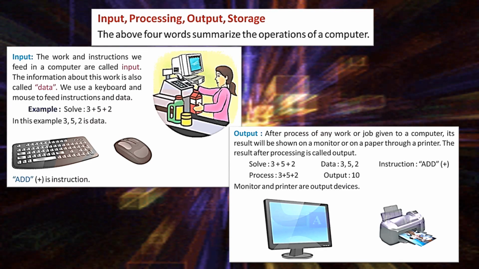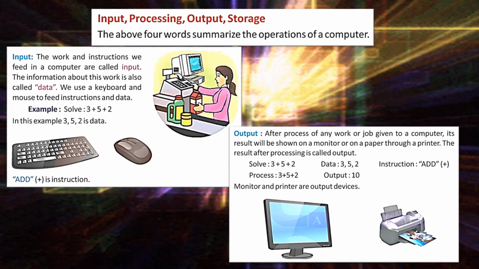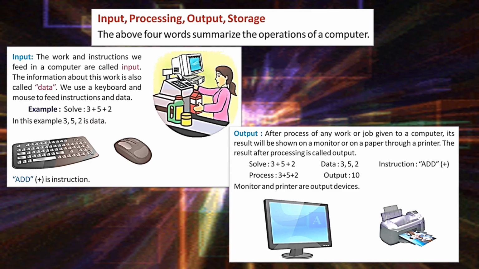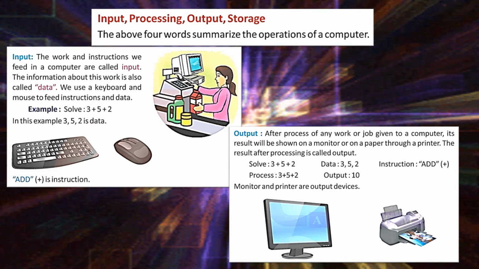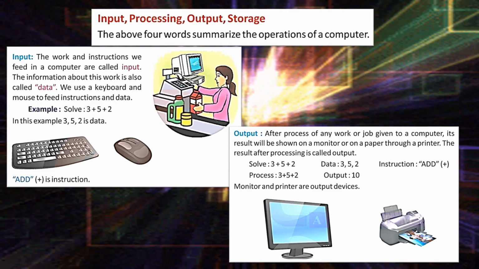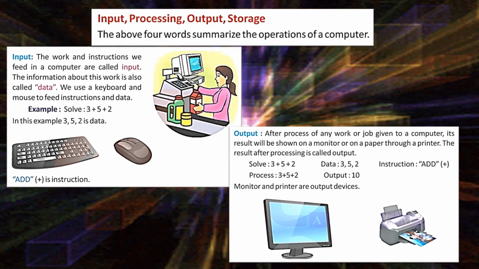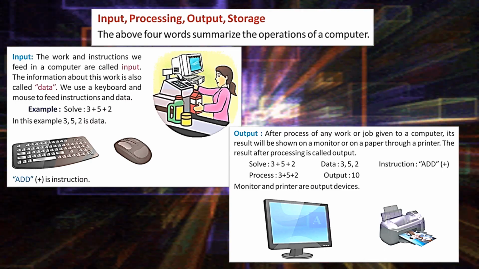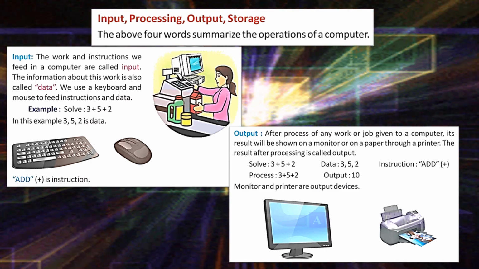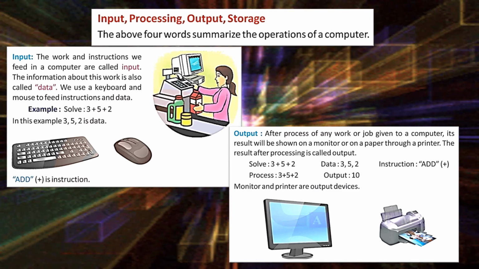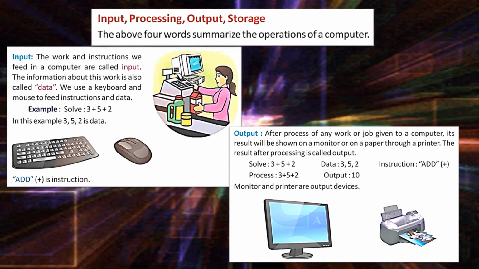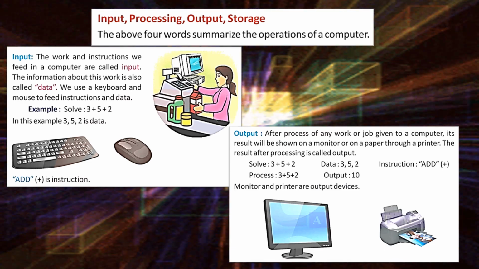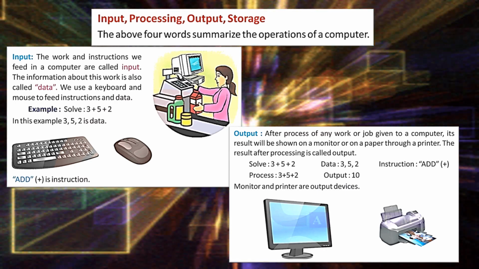The work and the instructions we feed in the computer are called input, that is working on a keyboard or with the mouse. The information about the work is called data. We use a keyboard and mouse to feed instructions and data. For example, if we have to solve 3 plus 5 plus 2, we will write 3, 5, 2 as data. This is the instruction given to the computer that all 3 of them have to be added. Then, now coming up to output.